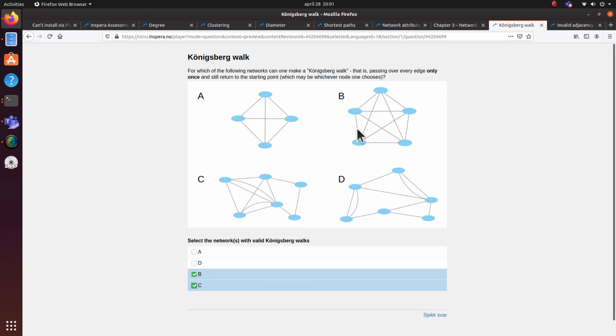For network D, what do we have? This one here has a degree of 4, that's fine. This one has a degree of 3, not fine unless we have exactly one other with an odd degree. And this one has a degree of 3, that's okay. So then we're at 2 nodes with odd degrees. But this one here also has 3. So that means we have at least 3 nodes with an odd degree. So D is not a valid network for a Königsberg walk.